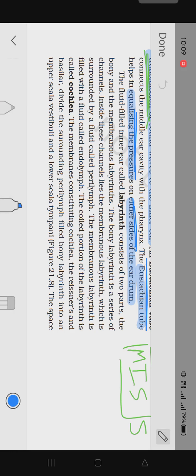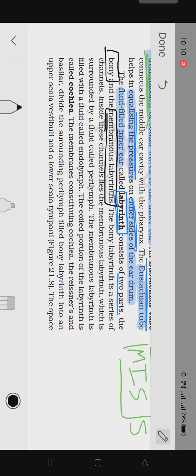Now, the inner ear is fluid filled, and is basically called the labyrinth. Labyrinth is the term for the inner ear parts, and we have two parts there: one is the bony part, the other is the membranous part. The bony labyrinth is a series of channels, and inside these channels there is a membranous labyrinth. We must also understand that perilymph is the fluid surrounding the membranous labyrinth, and the membranous labyrinth has endolymph inside it. Don't worry, right now I will show you how they are present.